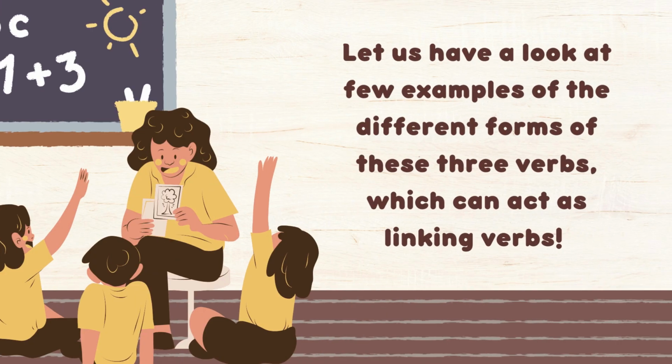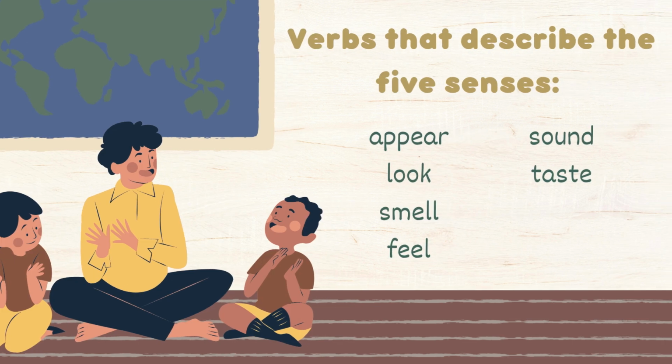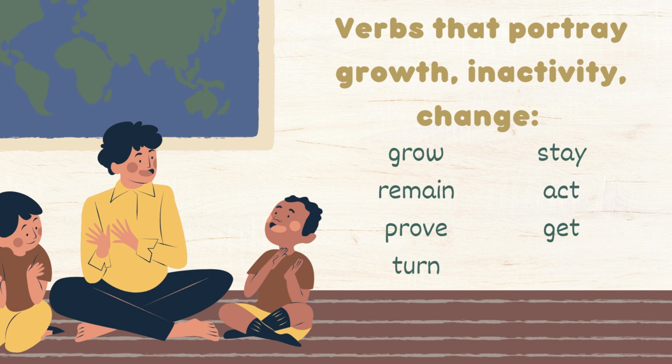Let us have a look at a few examples of the different forms of these three kinds of verbs which can act as linking verbs. Verbs that show the state of being, like am, is or are, was or were, been, being, seem, and become. Verbs that can describe the five senses: appear, look, smell, feel, sound, and taste. And verbs that portray growth, inactivity, or change: grow, remain, prove, turn, stay, act, get.